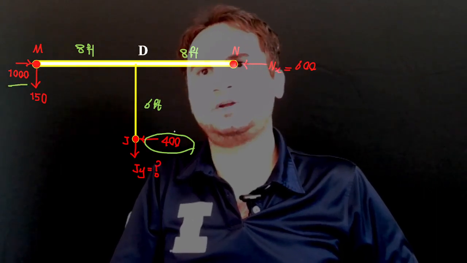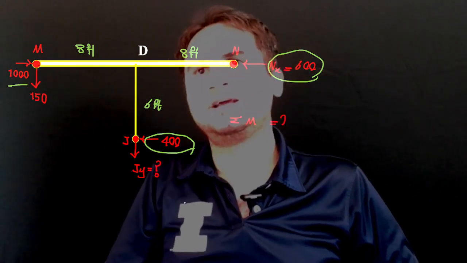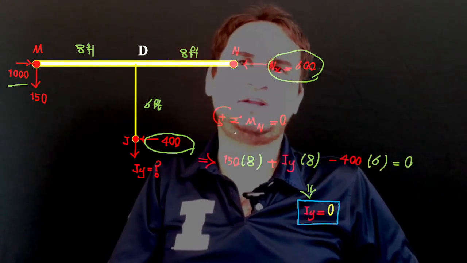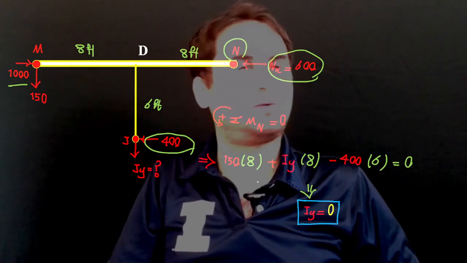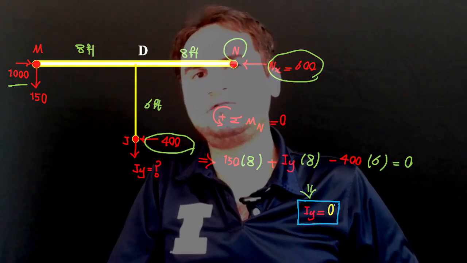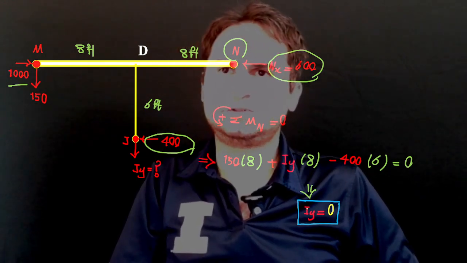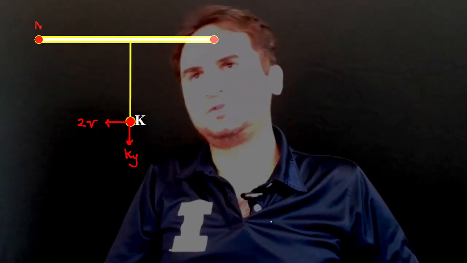So 1000 minus 400 simply gives us Nx is equal to 600, and by simply taking a moment about point N on the outer part, it just gives us the y component, Jy, is equal to 0. And let's move to the other part.